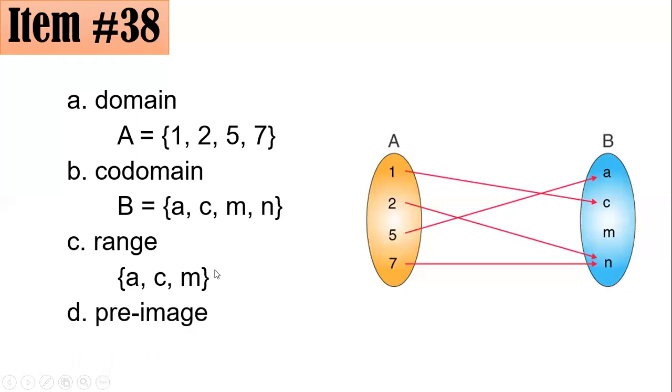And lastly, pre-image, it's your set A. It's your domain here in this case. We will go with letter B. Set B is the codomain. So I hope I was able to clear out some misconceptions.